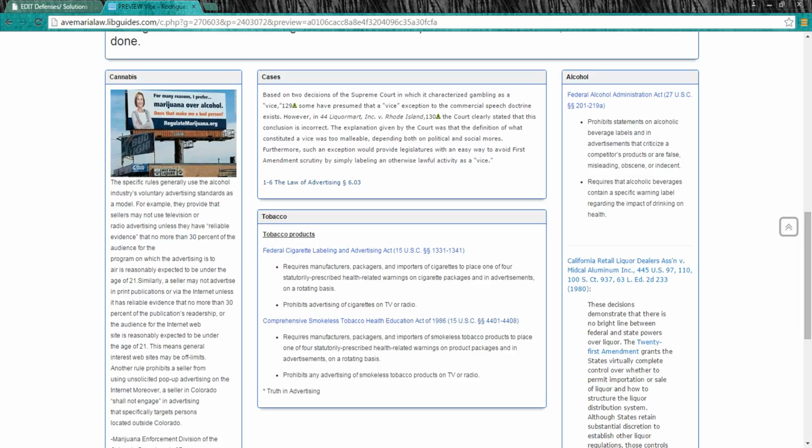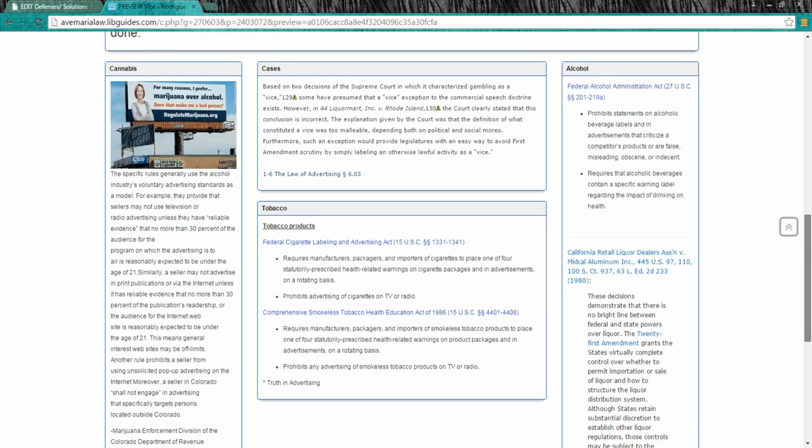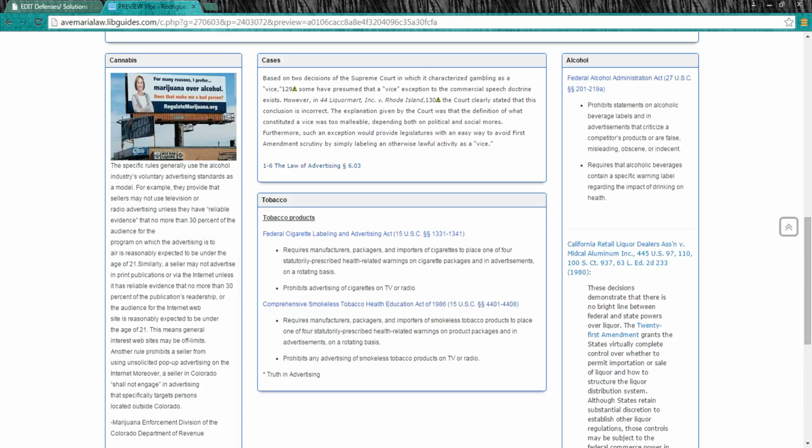It doesn't matter if it's marijuana or alcohol. They say that 70% of the target audience has to be 21 or older. How they measure that, I don't know. Obviously they can't play marijuana or alcohol ads on Nickelodeon or something, but I don't know how they determine whether they hit that threshold. So 30% or less of the viewing audience should be under 21. Again, I don't know how that works in real life, but that's the law. Alcohol does the same thing.